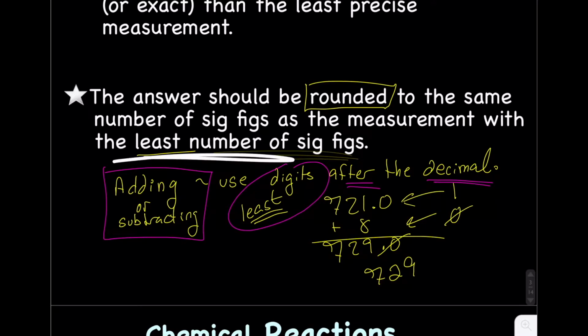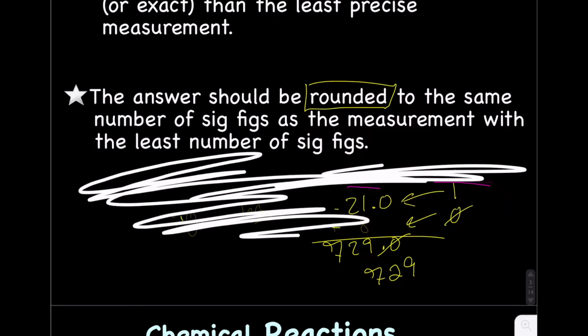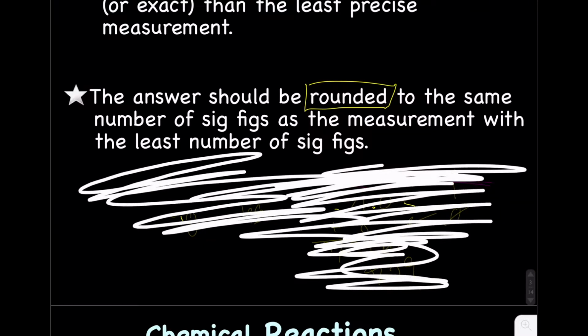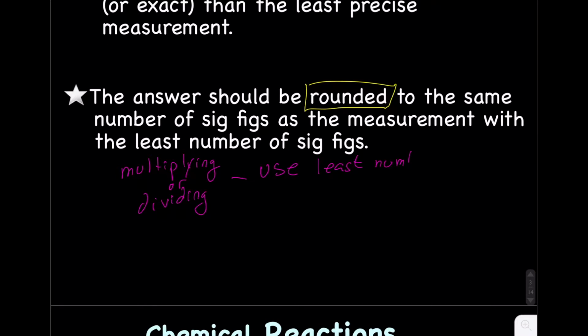All right, let me get rid of this stuff real quick, and we'll try one more. If we are multiplying or dividing, you use the least number of sig figs.